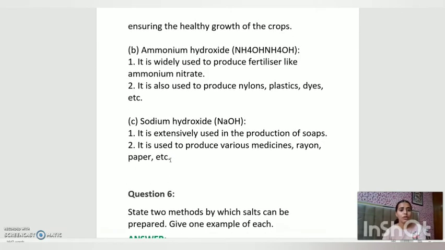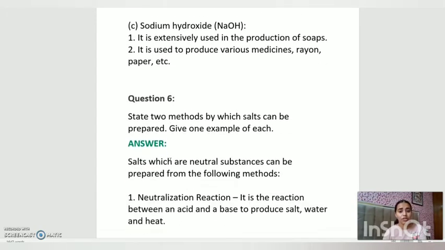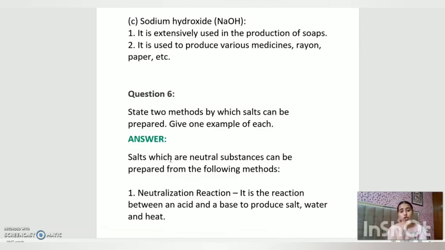If we talk about ammonium hydroxide, students, it is widely used to produce fertilizers like ammonium nitrate. It is also used to produce nylon, plastic, dyes, etc. The formula of sodium hydroxide is NaOH. It is extensively used in the production of soaps. It is also used to produce various medicines, rayon, paper, etc.